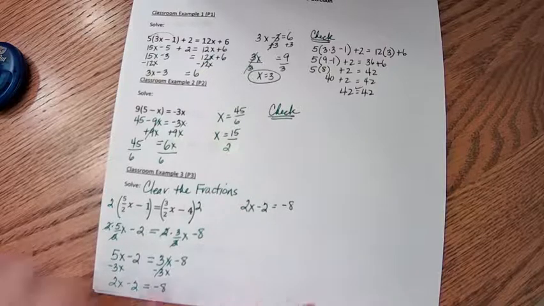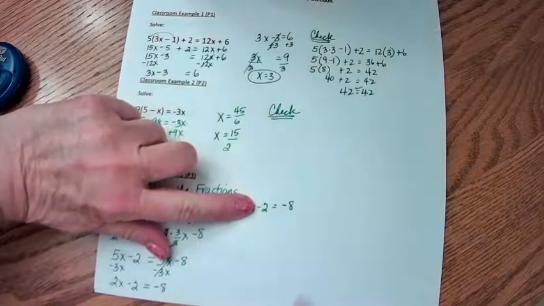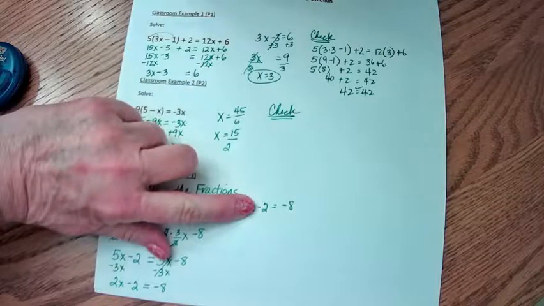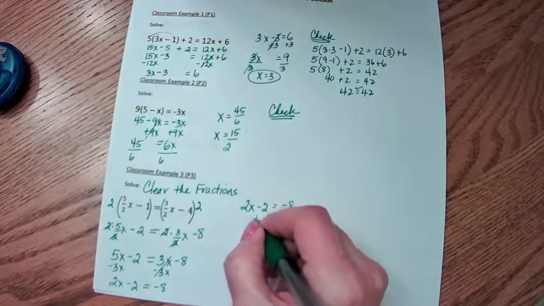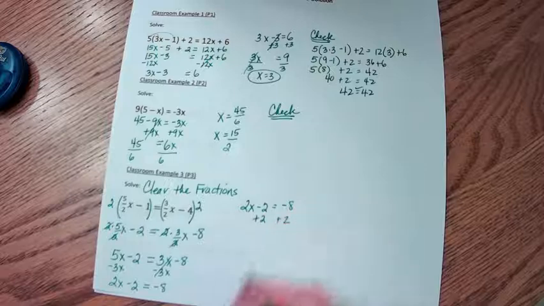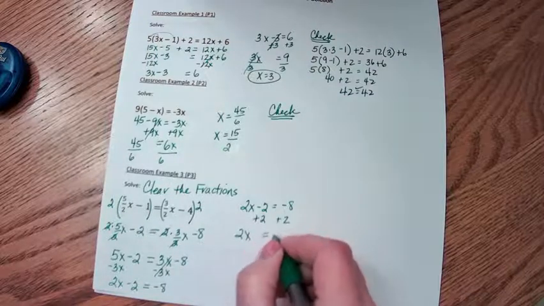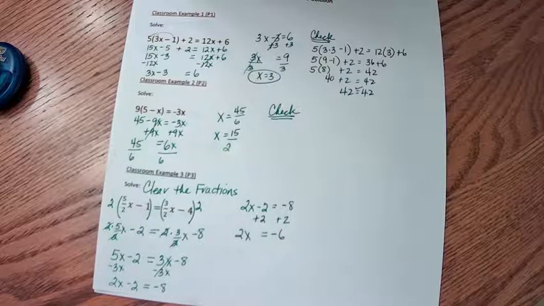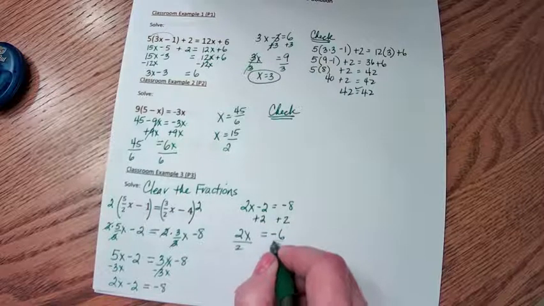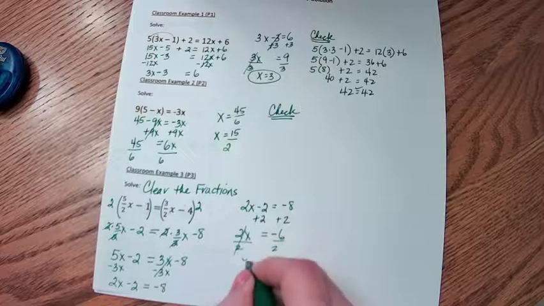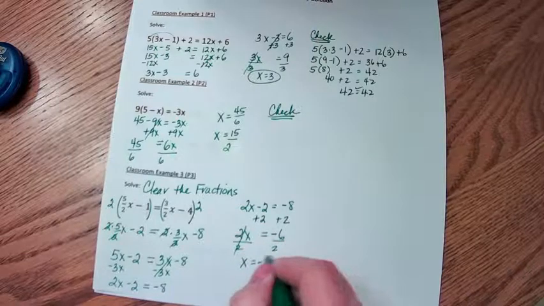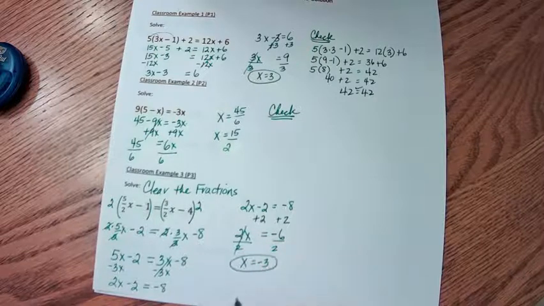Now I'm going to put my finger on that 2x. My problem right now is that negative 2. That's what I want to get rid of first. So I'm going to add 2 to both sides. 2x, bring down the equals, negative 6, and divide by 2. And so x is going to equal -3.